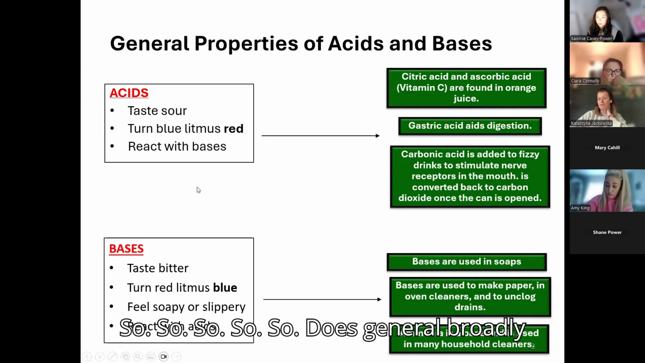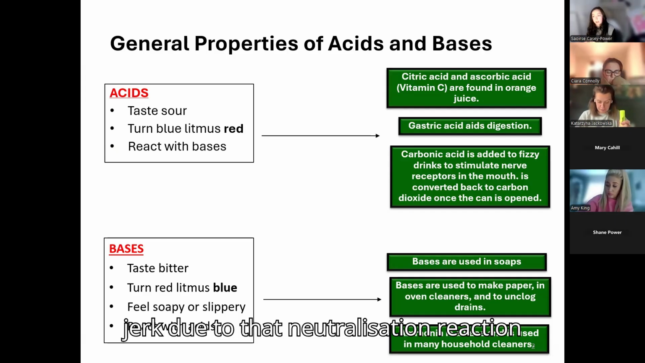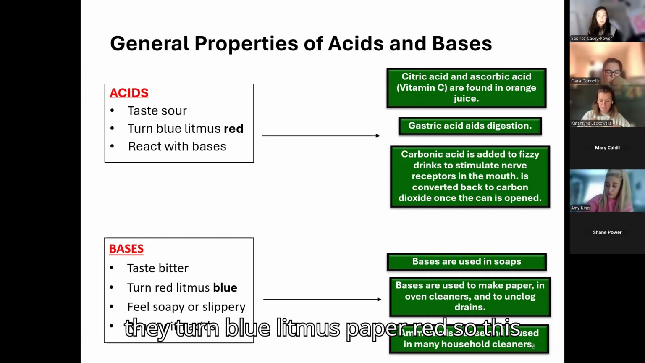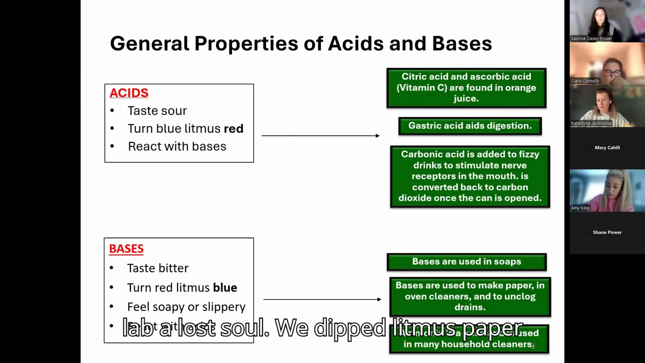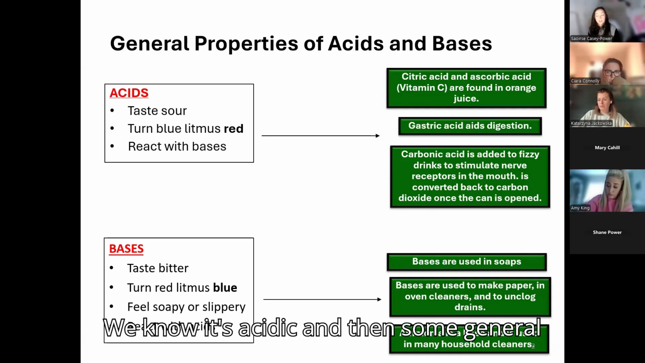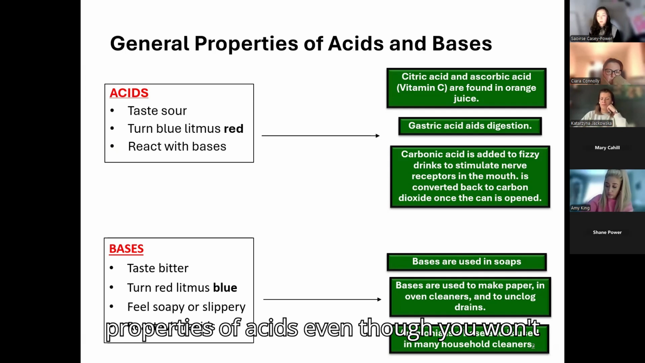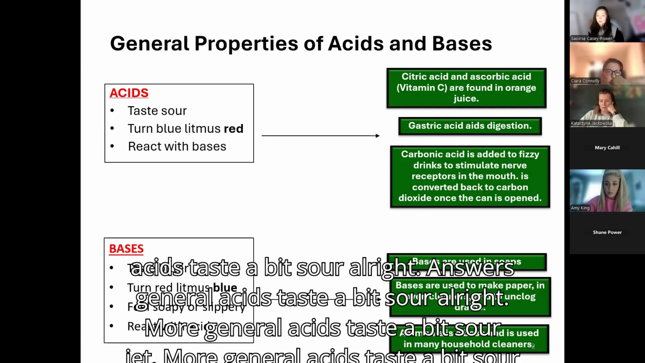So just general properties first, they're very reactive with bases due to that neutralization reaction. They turn blue litmus paper red, so this is kind of an indication that we use in the lab a lot. So we dip the blue litmus paper in, and if it turns red, we know it's acidic. And then some general properties of acids, even though you wouldn't be drinking the acids in the lab, more general acids taste a bit sour.